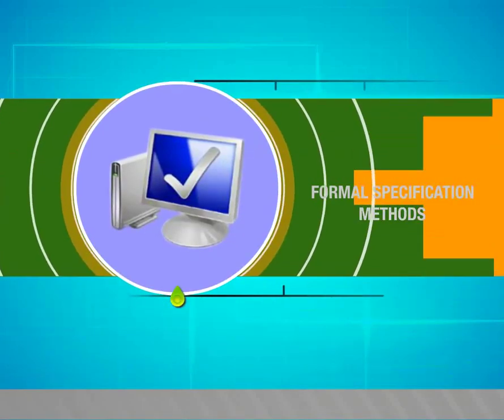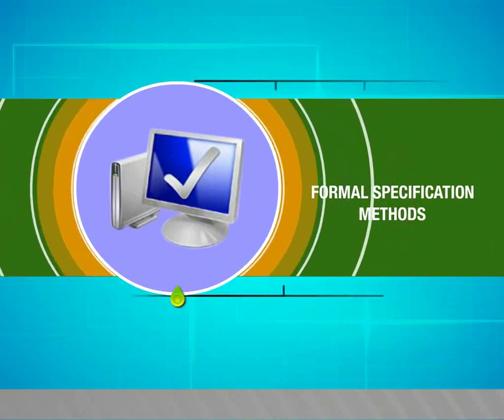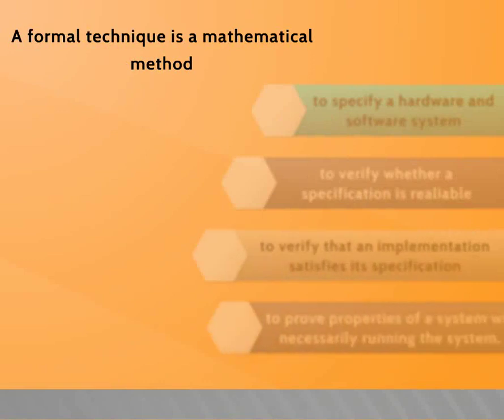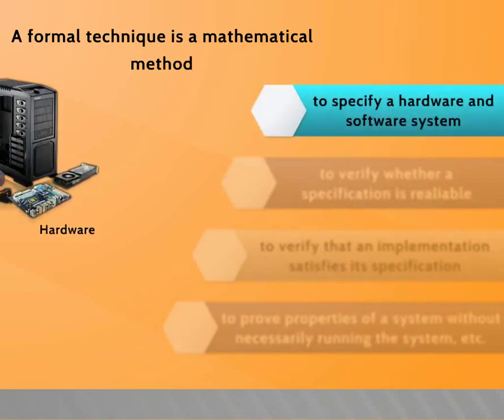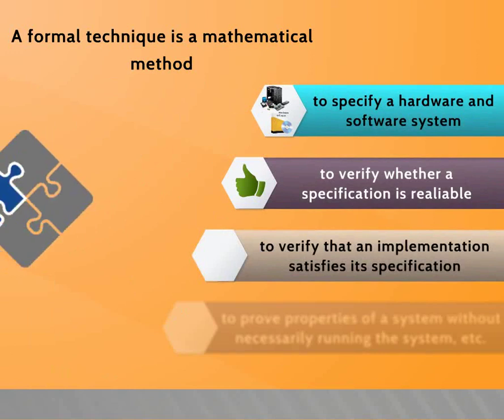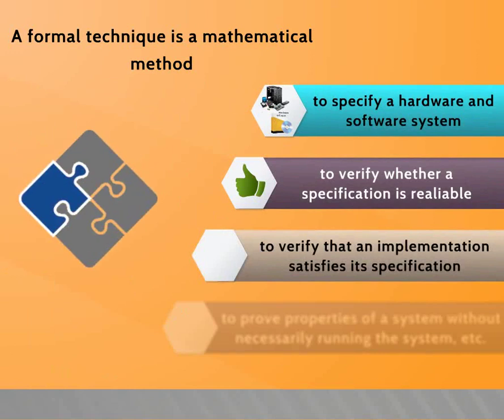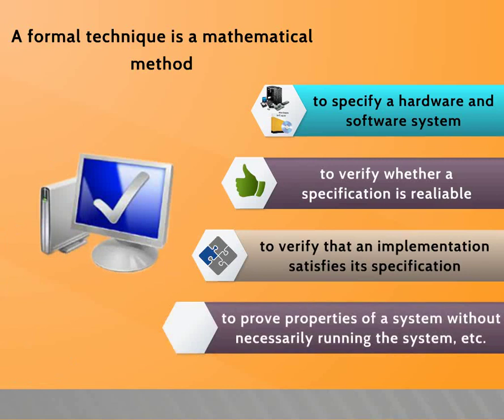Formal specification methods. In this video, we are going to see about formal specification methods. A formal technique is a mathematical method to specify a hardware and software system, to verify whether a specification is reliable, to verify that an implementation satisfies its specification, and to prove properties of a system without necessarily running the system, etc.